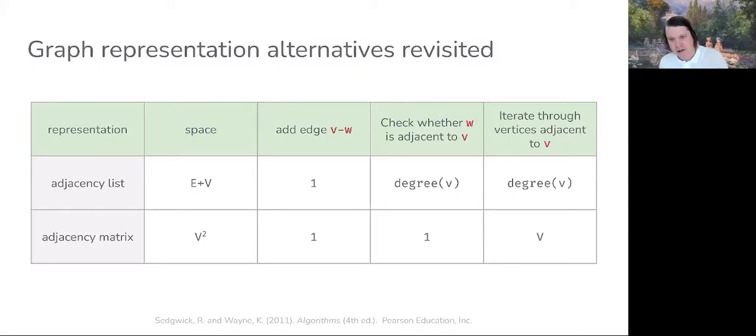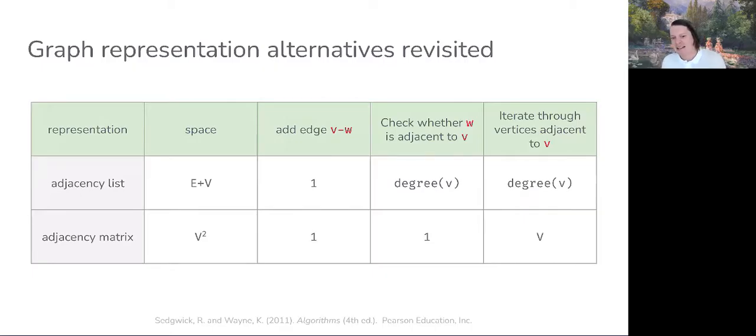So let's first consider the adjacency list representation. The amount of space that we're going to need is essentially an array of V elements to store those pointers into linked lists, and the number of nodes on those linked lists is going to be the number of edges within our graph. So the space complexity here is V plus E.